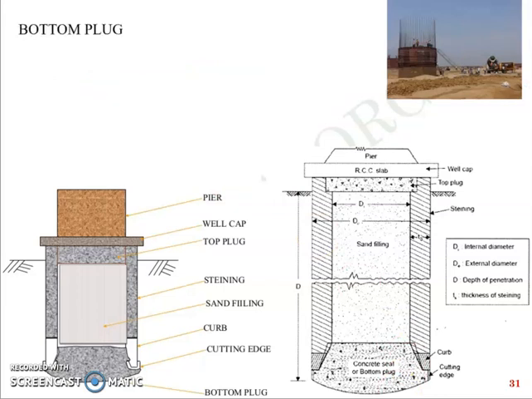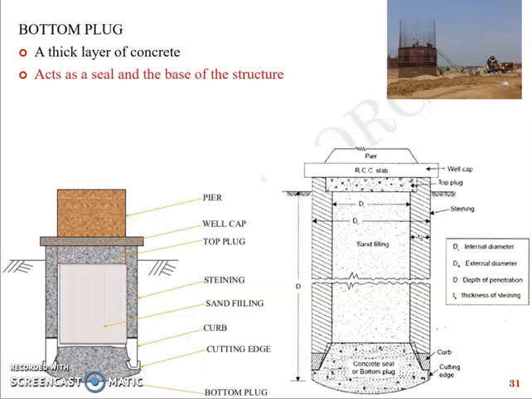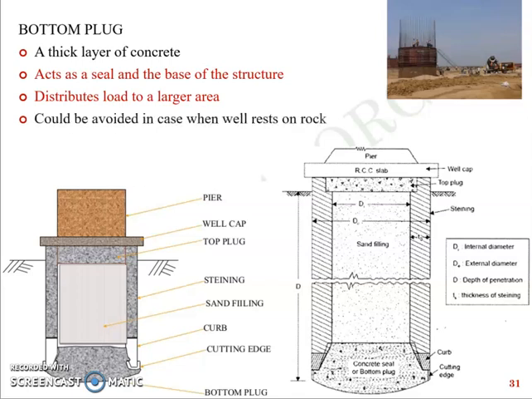Now the bottom plug, like I said, is a concrete plug at the bottom, and it acts as a seal at the base of the structure, by which the load gets distributed over a larger area. Had it been just the cutting edge, the stress would be concentrated there. So once you have plugged it using concrete, it will act to distribute the load to a greater area, thereby reducing the stress within the safer limits. Now, in cases where the well foundation rests on rock, you do have the option to avoid the concrete plug because the rock itself will be safe enough to carry the load.